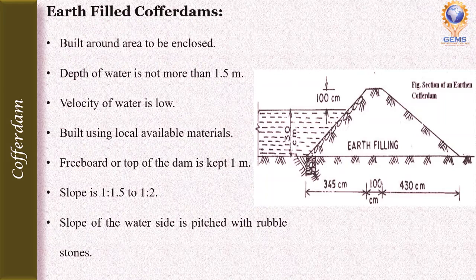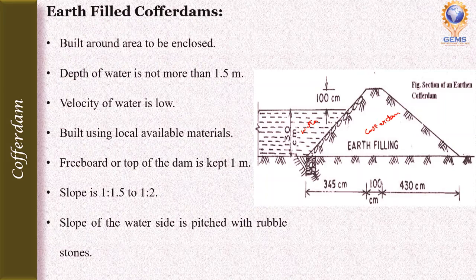What is an earth-filled cofferdam? See here, this is the water surface, water area, and this is the cofferdam. Inside it, it will be filled with earth materials. Earth filling will be there, like sand, so it is made up of sand only. It consists of an earthen embankment built around the area to be enclosed. So where we want the earth-filled cofferdam, the surrounding area should be enclosed with an earthen embankment.